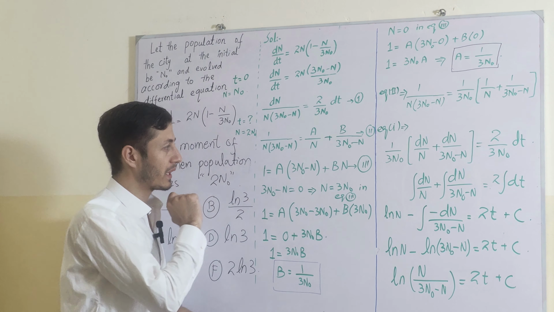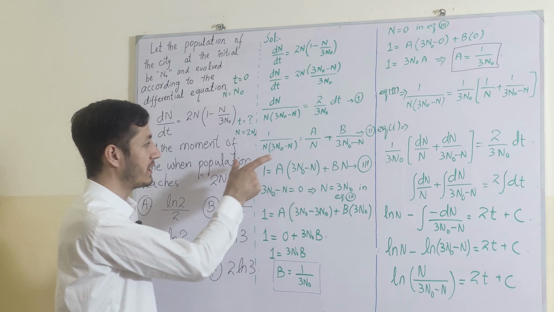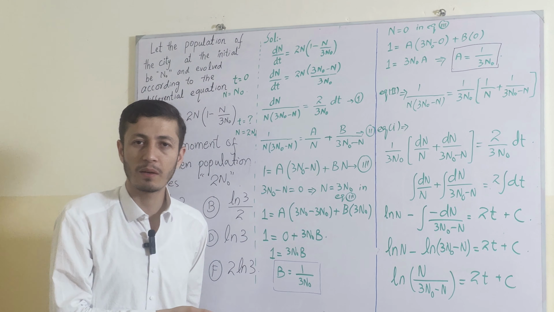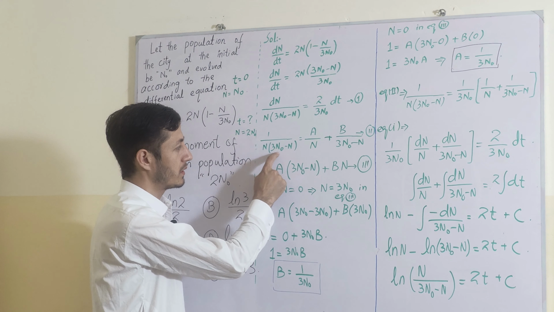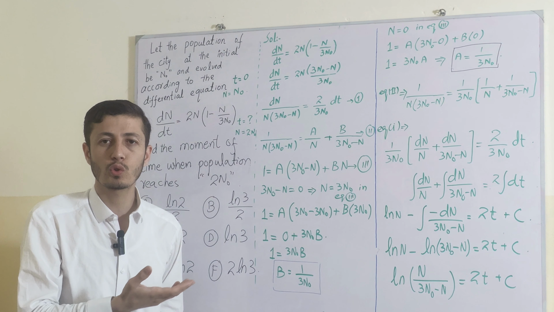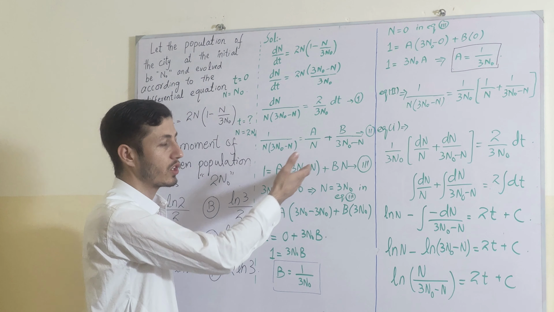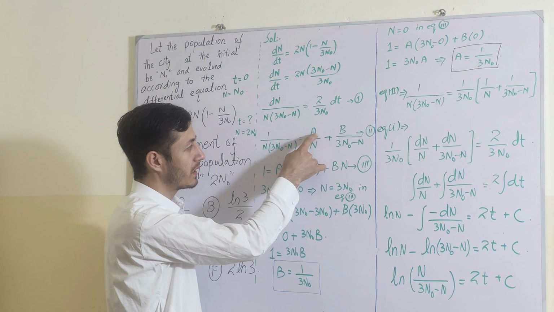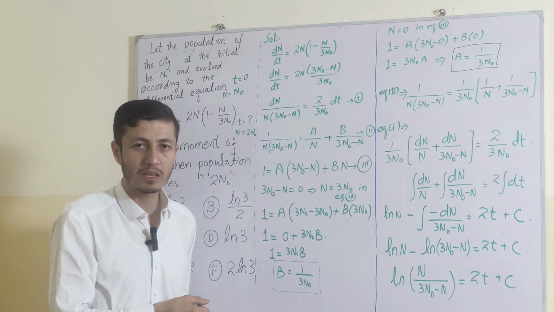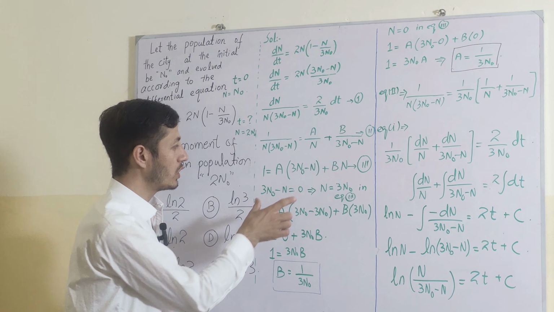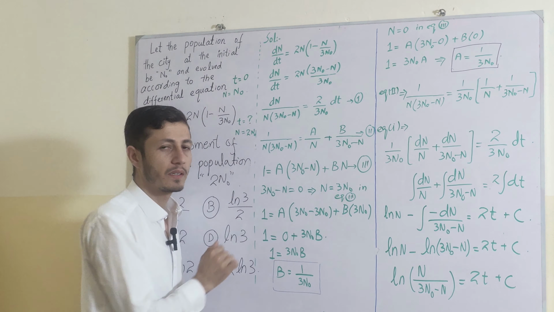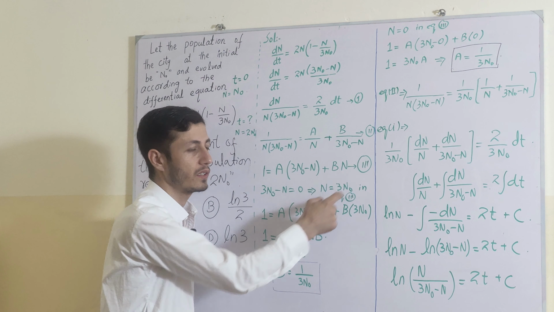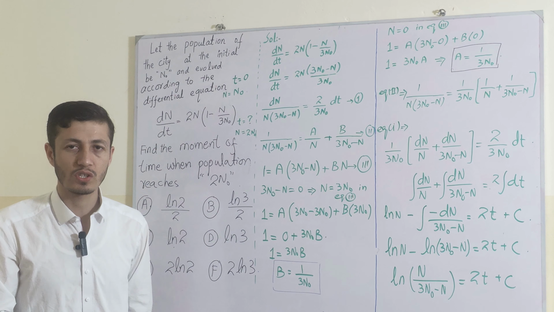Now, to find the partial fractions, we write a divided by n plus b divided by (3n naught − n). By taking the LCM here, it becomes n times (3n naught − n), and those denominators cancel out because they lie on both sides. Now a is multiplied with (3n naught − n) and b is multiplied with n. So the equation becomes 1 = a times (3n naught − n) plus b times n. Say this is equation 3.